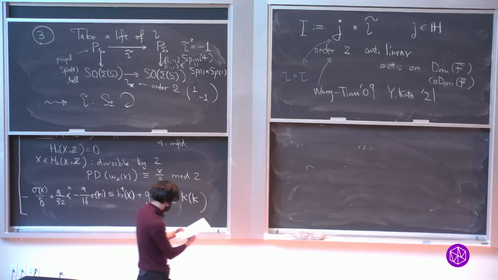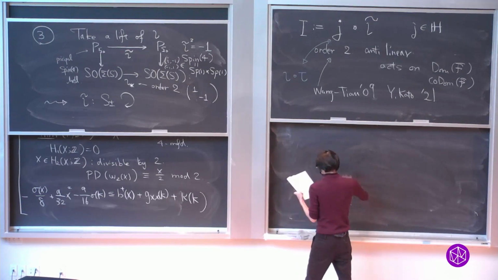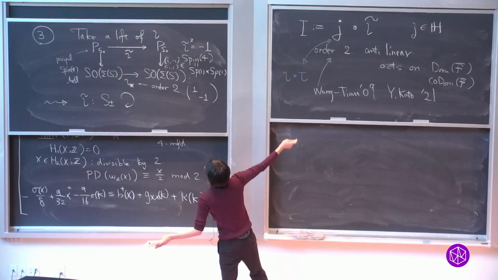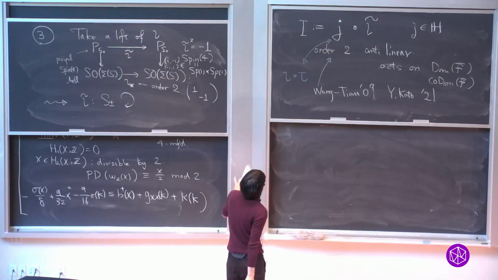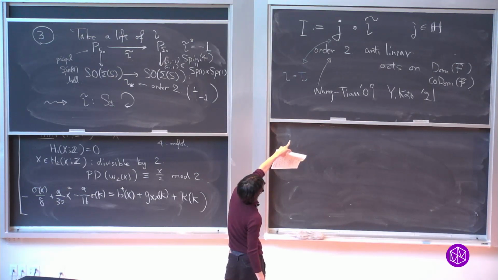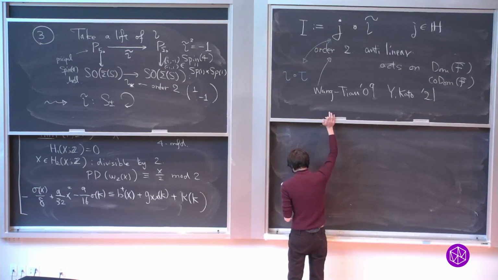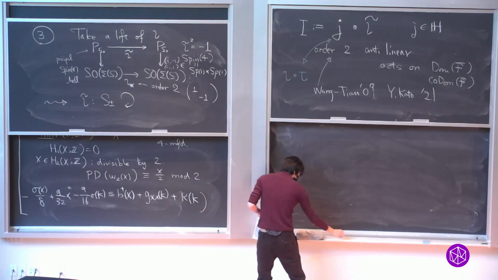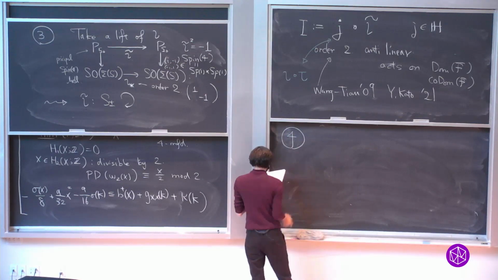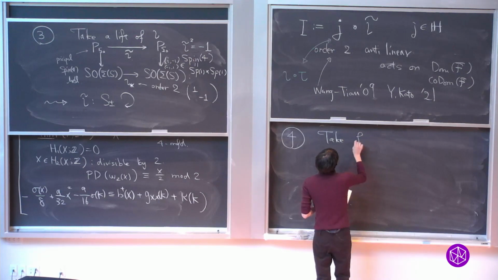Okay, so let me say the remarks. Sorry, before that, let's go to the third step. Just take a lift and consider this anti-linear involution. And we have a real structure from that. And take the fixed point part of the theory.